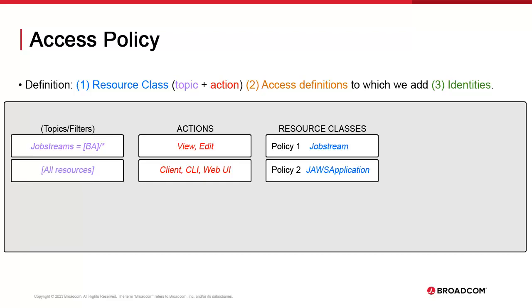The job stream is a bit more complex. You may want to restrict access to a specific set of job streams in a business area, for example. As a result, we'll use regular expressions to set those filters. We'll get to that. Resources are associated to actions identified by simple checkboxes that you tick or untick. Then we add identities to policies.